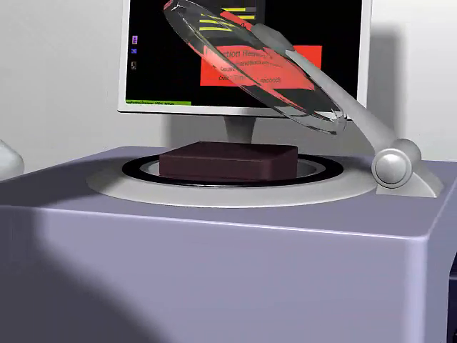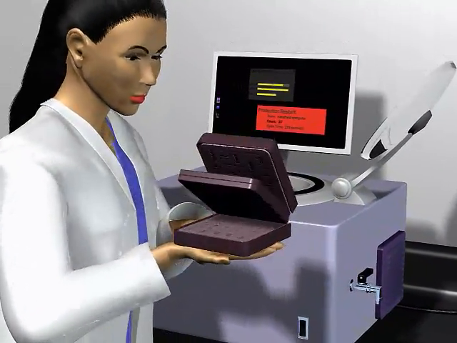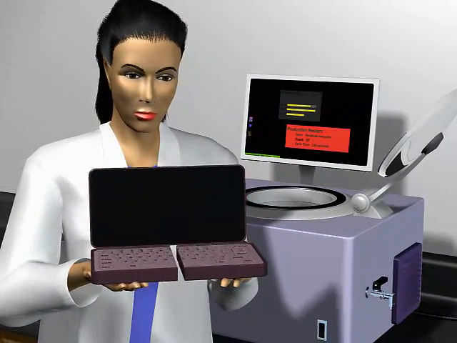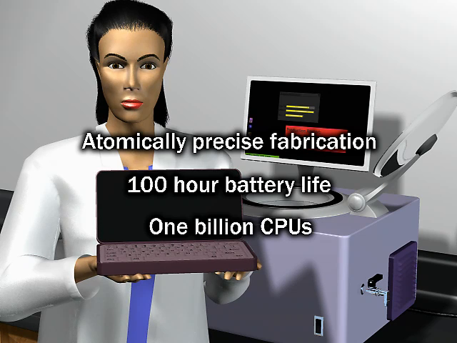The result of this production run is an atomically precise multiprocessor laptop computer with a billion times more processing power than today's best. The only waste products are warm air and pure water.